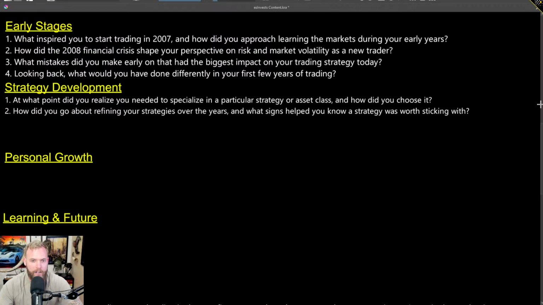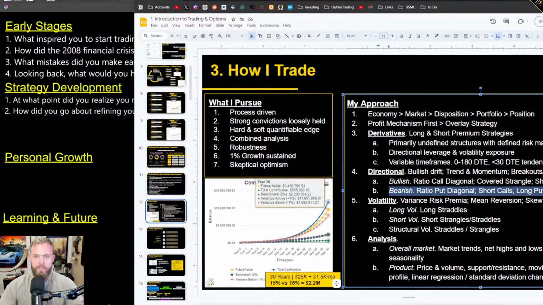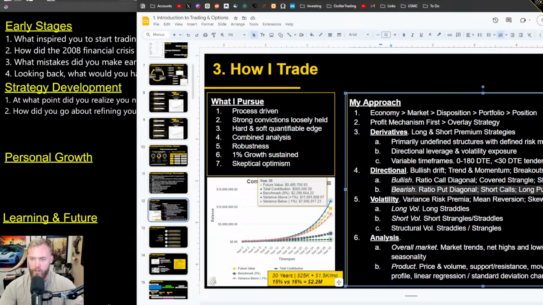Yeah, the way that I looked at it was by not honing in on a specific strategy, by picking a basket of strategies. And again, you can see the strategies that I run. I'm very open about all of them. There's no secrets to what I do. There are a handful of things. It's ratio diagonals, call or put, covered strangles, ratio covered calls sometimes, typically not, sometimes straddles, strangles, single options. That's essentially all I do.